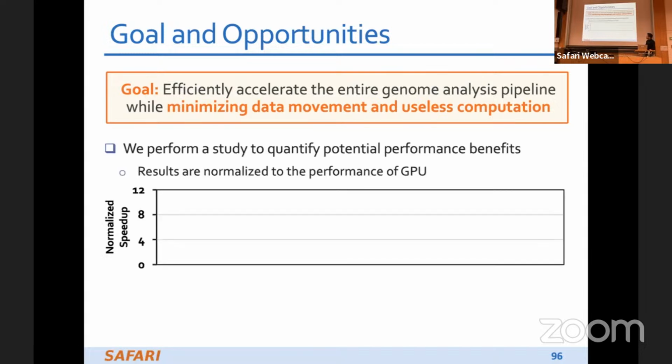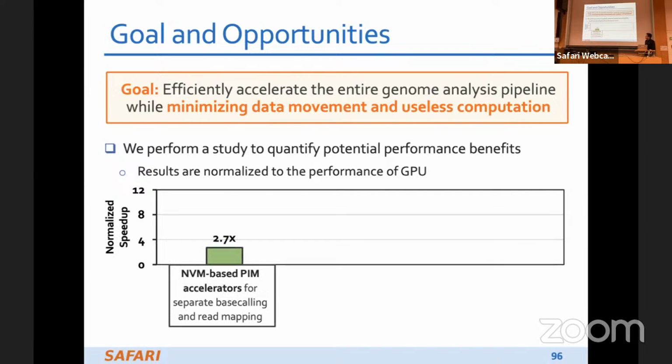So we do this motivation analysis. Here, on the x-axis, we show different configurations, and on the y-axis, we have the normalized speedup, essentially compared to the no accelerator solution. Here, what we assume is that we have a PIM solution for base calling and read mapping. When we have this, we see that we can achieve a speedup of up to 2.7x.